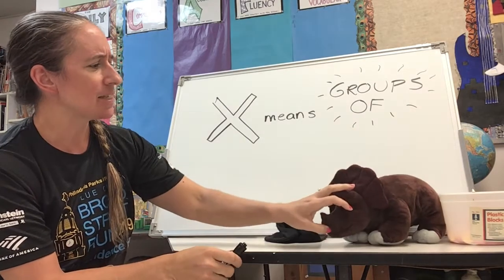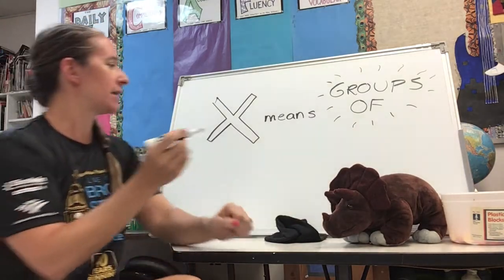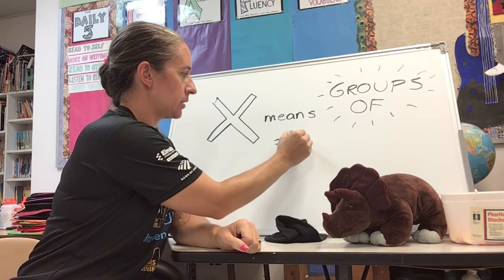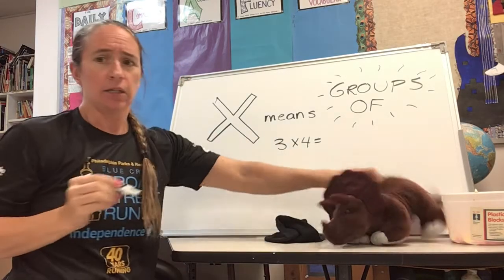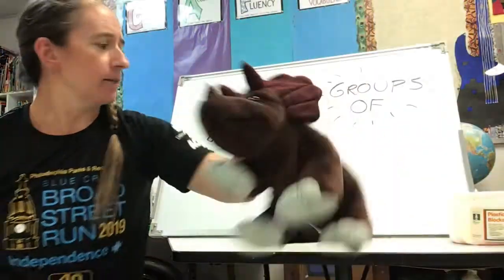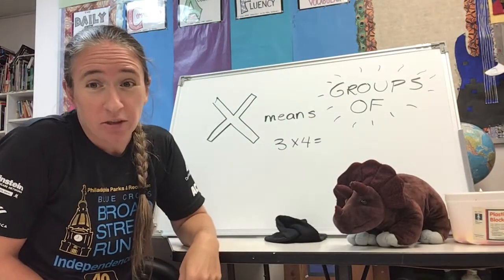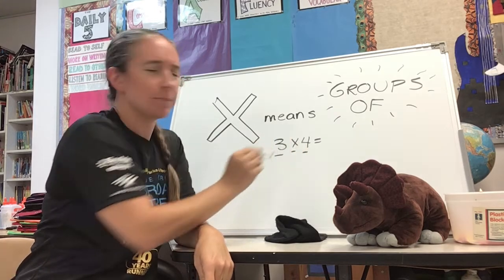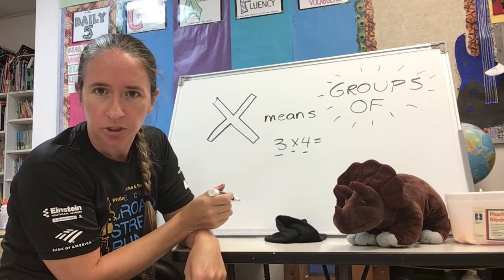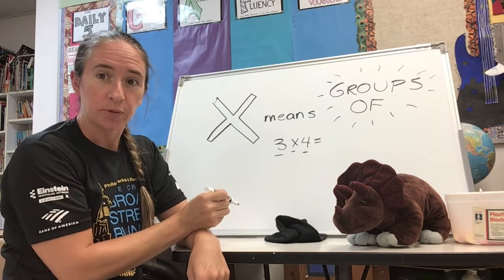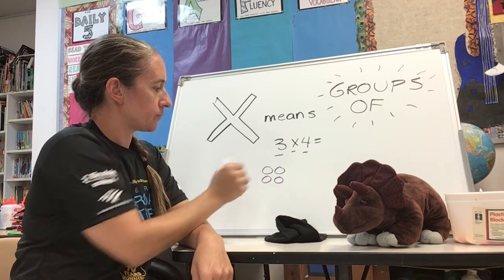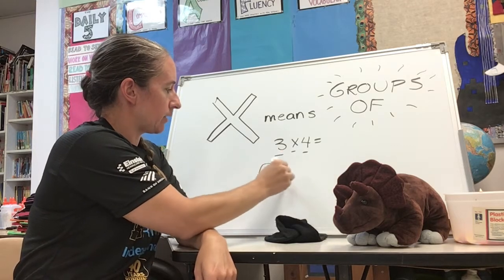So let's say that we had a problem that looked like this. 3 times 4. Scary! No, not scary, because 3 times 4 just means 3 groups of 4. I'm going to draw a picture. I'm going to draw 3 groups of 4. So here's one group of 4. Draw a little circle around that guy.